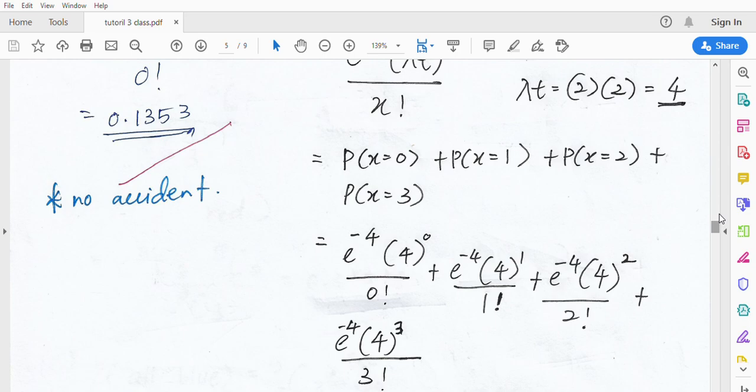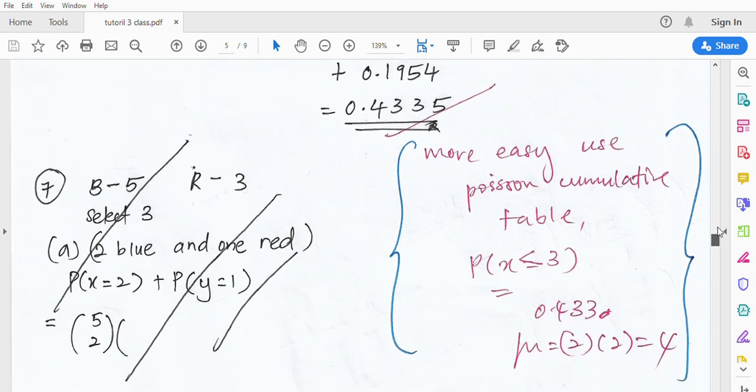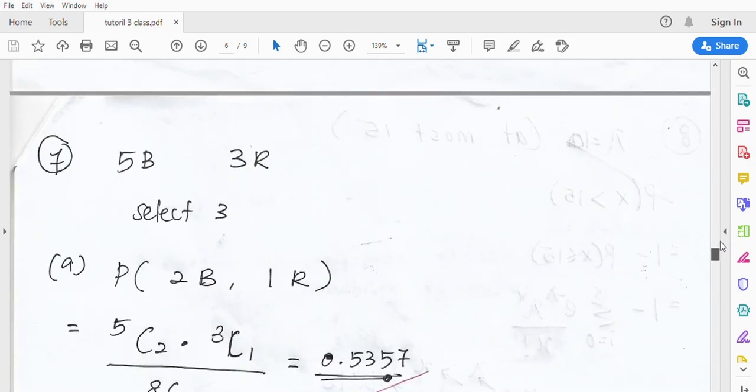So we will get the answer 0.4335. Or we can use the Poisson cumulative table and we will get 0.433. The mean will be 4, because lambda T, if we use the table. Okay, we go for number 7.